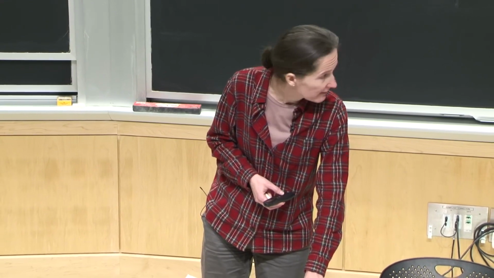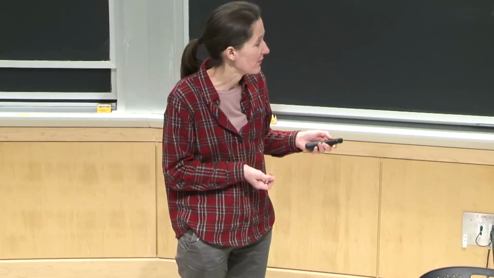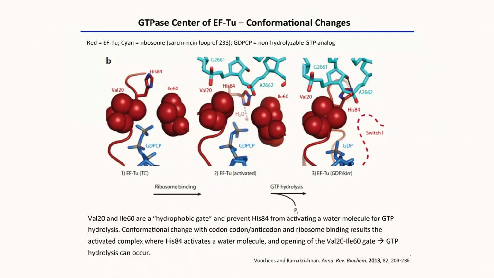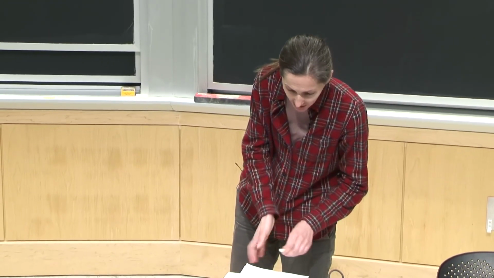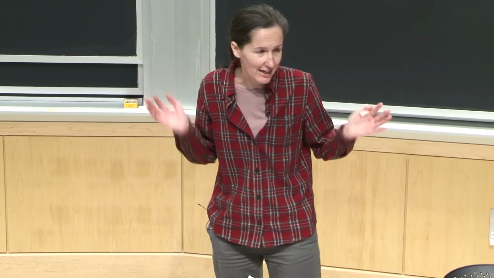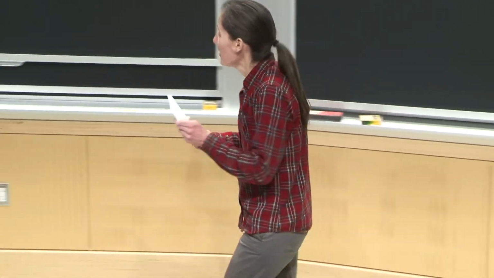So that's in the decoding center, and then also just remember 70 angstroms away in the GTPase center of EF-Tu, there's conformational change of these hydrophobic residues that are thought to be a hydrophobic gate that allows histidine 84 to activate a water molecule for attack and GTP hydrolysis. So at this stage, we're finally ready to have a peptide bond formed by the ribosome.